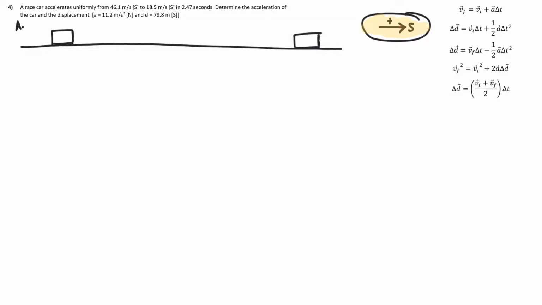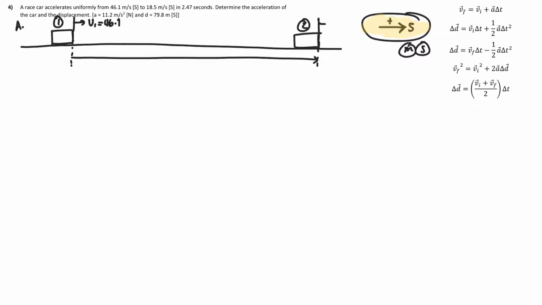Now, okay, let's do my stages. This is stage 1 of the car. This is stage 2. Initially, it is at velocity of 46.1. My units here are meters and seconds. And then it takes, I'll just label a few things here. This is v2. This is the displacement from 1 to 2. I'm going to assume it's accelerating this way. We'll see what happens there. And we got the time.